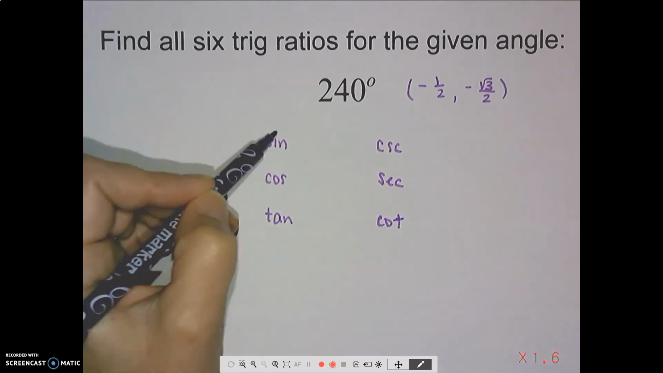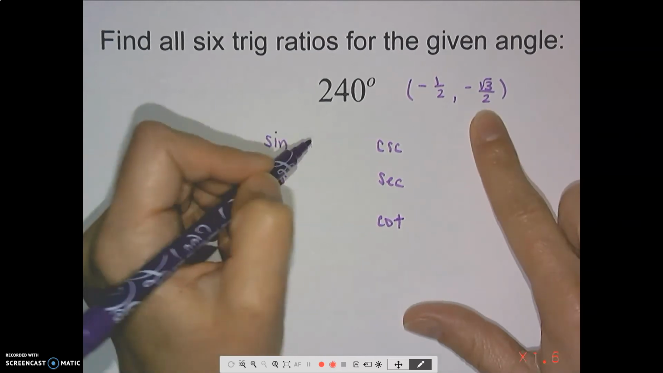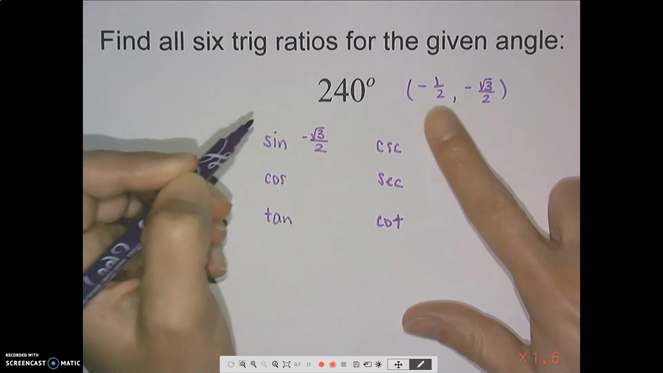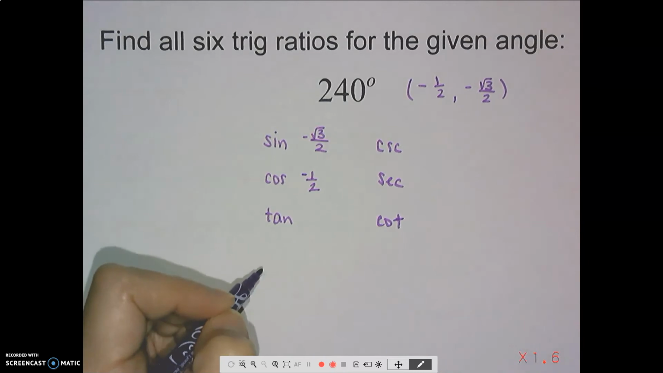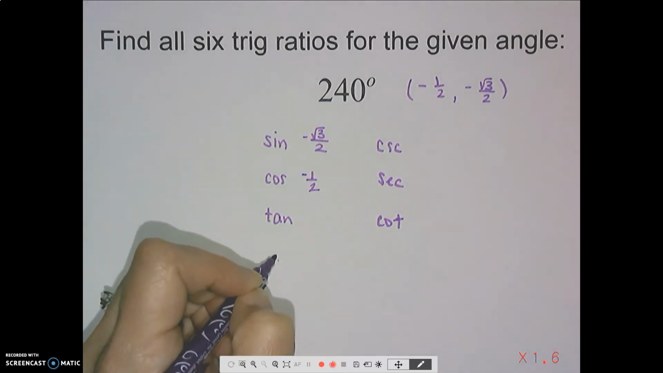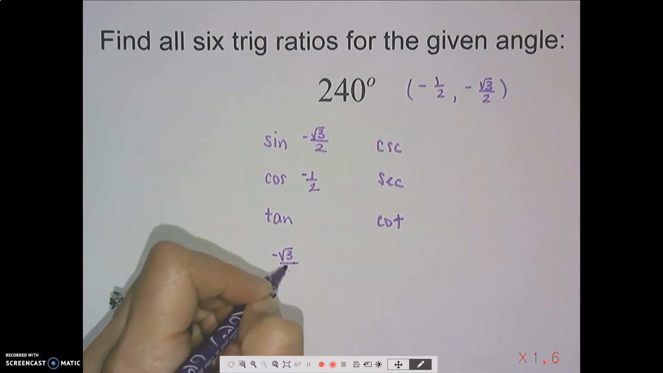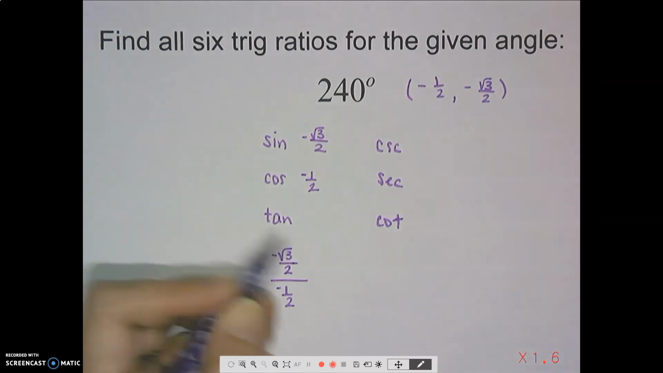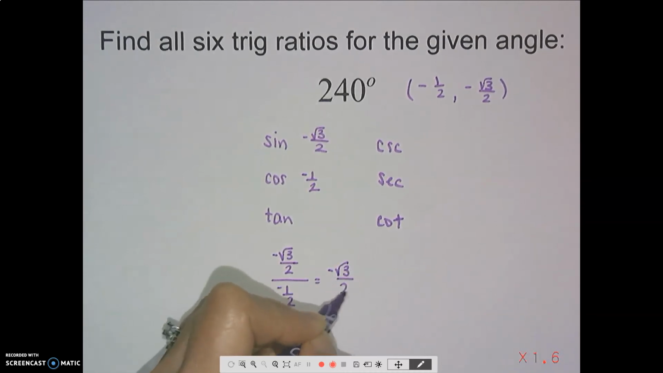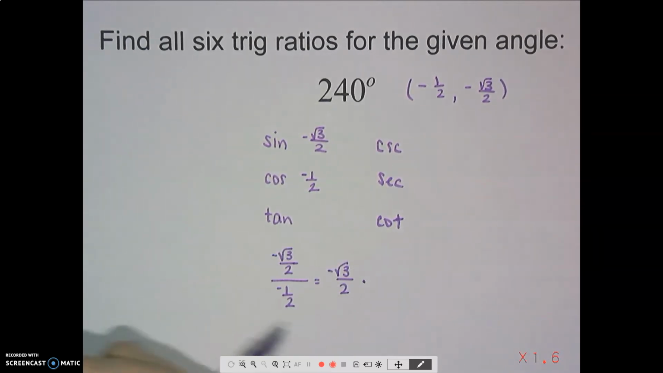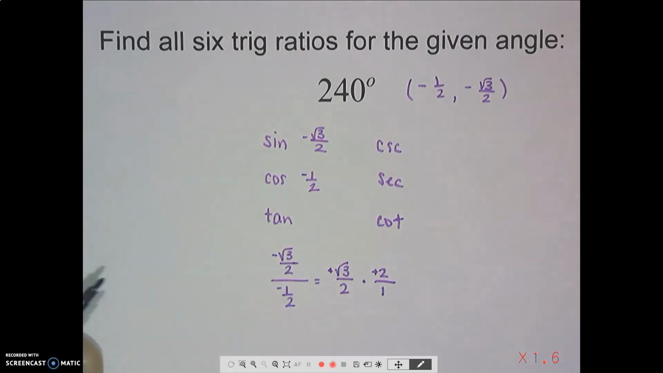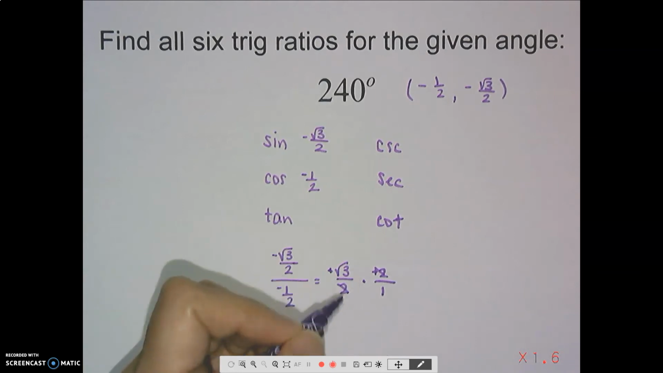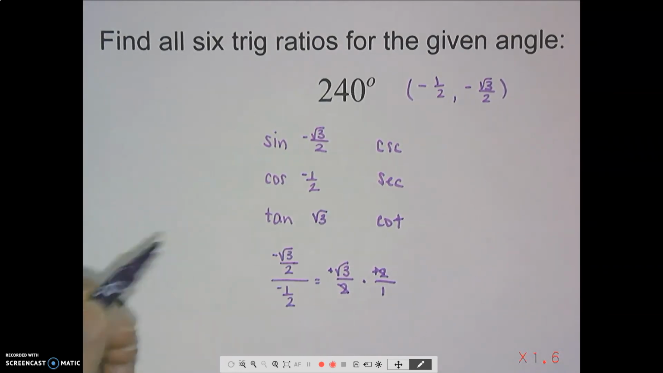Okay, so sine again is the y coordinate, so we're just going to take that. And cosine is just the x coordinate, so we're just going to take that. Tangent is the one that's going to require the most amount of work, so tangent is y over x, or sine over cosine. That means we're going to keep the top one the same and flip the second one. But I'm going to keep that negative in the numerator so I don't forget about it. So I know a negative times a negative is going to make that be a positive. And the 2's go away with each other. So when we multiply these, we just get radical 3.